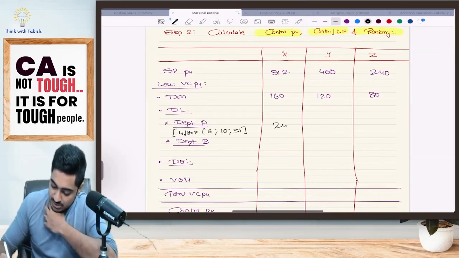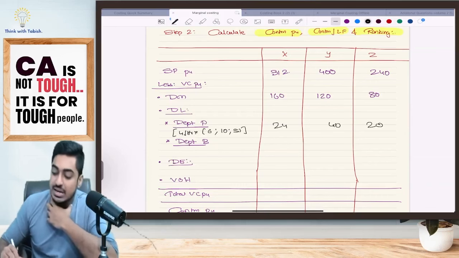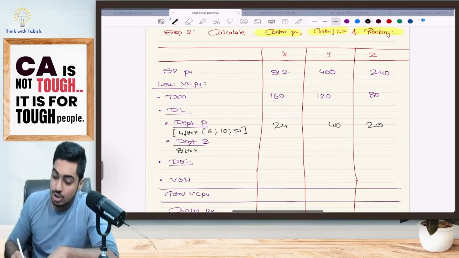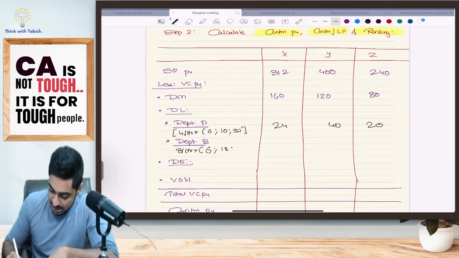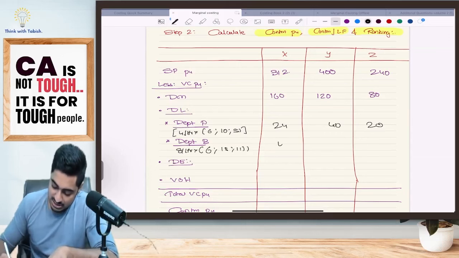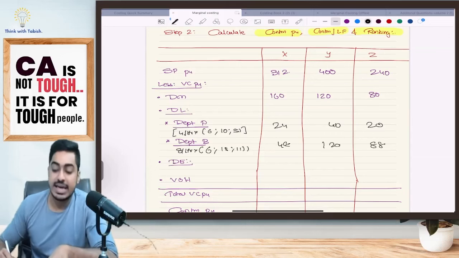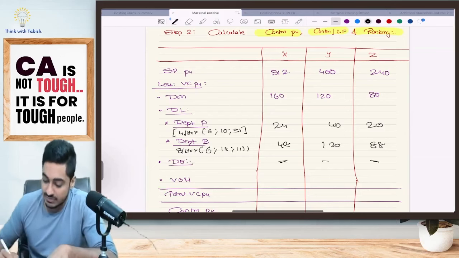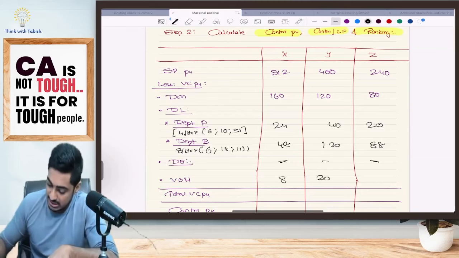So 4 6s are 24, 40, 20. Department B, for 1 hour how much should we pay? We have to pay 8 rupees per hour. To produce X, 6; Y, 15; and Z, 11. So 8 6s are 48, 8 15s are 120, 80. Direct expense, whether the question has given direct expense? No, sir. Variable overhead, is it given? Yes, sir. 8, 20 and 12.